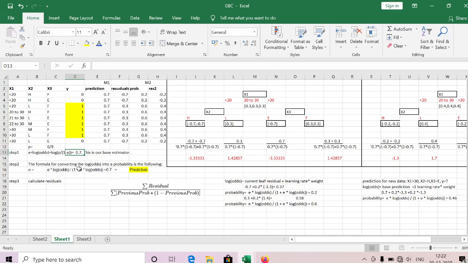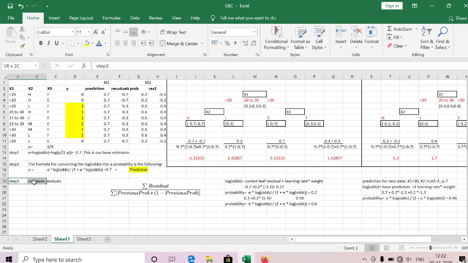Now I need to convert the log odds into probability using this formula. This is my sigmoid function in logistic regression: e^x divided by 1 plus e^x. I replace this x with 0.7, so e^0.7 divided by 1 plus e^0.7. Then I calculate it and get 0.7 as the prediction. This is my model 1 prediction.